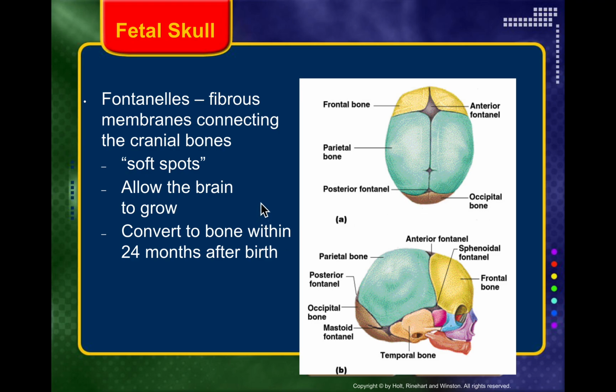Those soft spots are important because that cranium needs to grow as the brain grows, and those soft spots are where that bone is still growing together and allow that growth to happen. They totally close within about 24 months after birth.